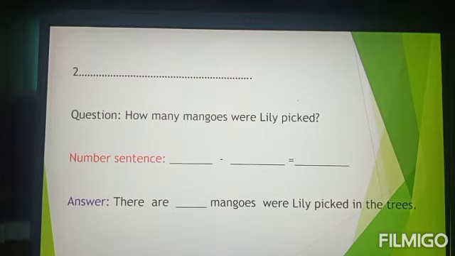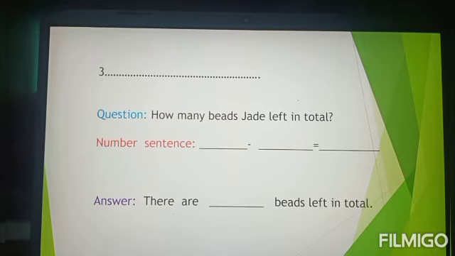So number three. Jane has 90 beads. She used 54 on her new beaded bracelet. So just write the question and the answer. No need to write the number sentence. Just total the numbers automatically so that you can write the answer. Just copy the question and write the answer under the question.